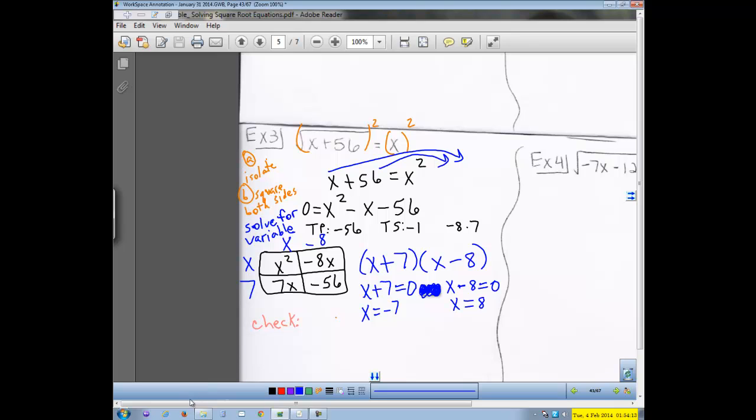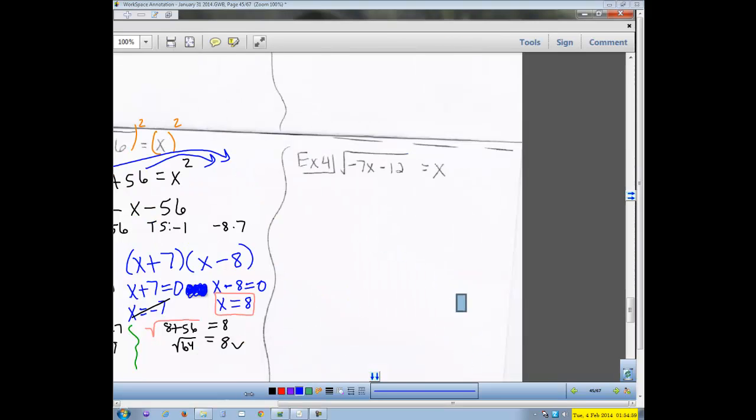I need to check for extraneous solutions. Let's start with x equals negative 7. Plugging it into our original equation does not result in a true statement. Therefore, x equals negative 7 is not an answer. When I plug x equals 8 into the original equation, I do get a true statement. Therefore, x is equal to 8.